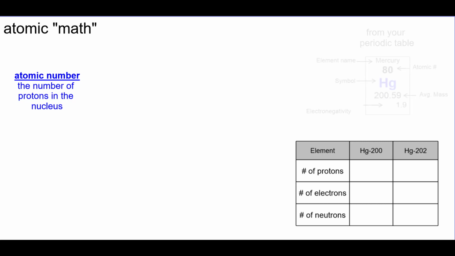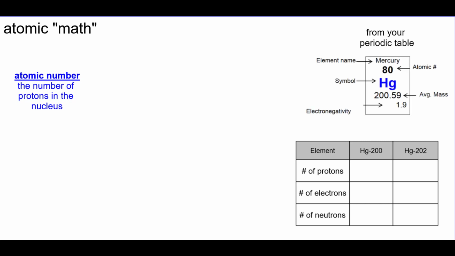You'll get to use a periodic table in class for anything where you need to know an atomic number because it's printed right up here on the top of every element. Like this is mercury, and it has 80 protons because that's its atomic number. So we can go ahead and fill in on our table that mercury-200 has 80 protons. Now about this 200 here and this 202 over there, we'll get to that in just a minute.